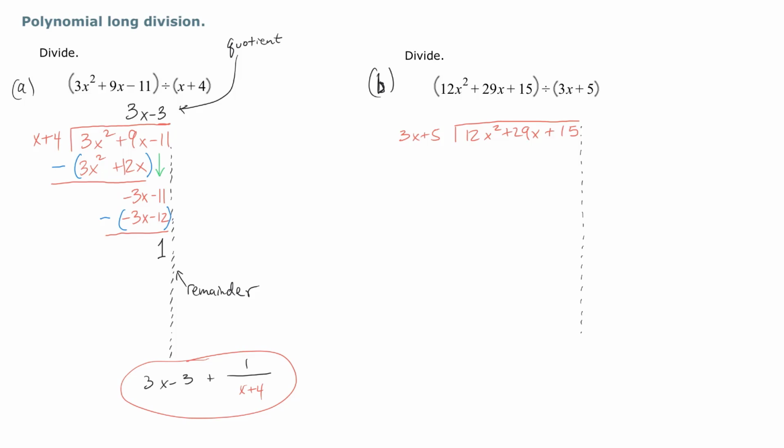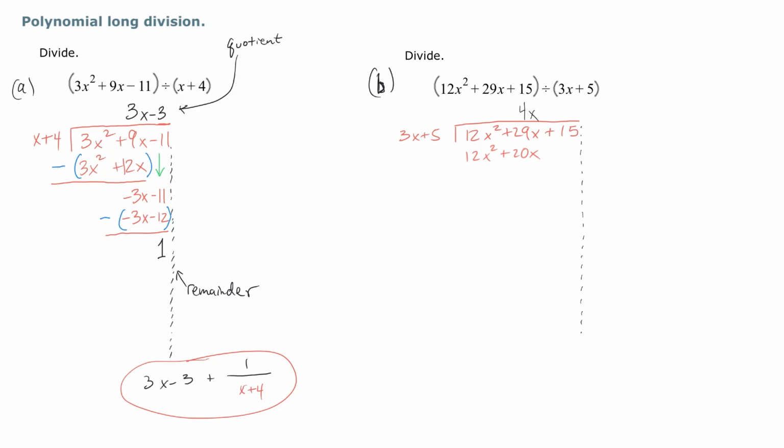All right, let's ask the question. About how many quantities does 3x plus 5 go into 12x squared? And the answer is 4x. Now where do I put it? I'm going to put it right over to 29x. And now we're at multiply. If you multiply, we get 12x squared plus 20x.